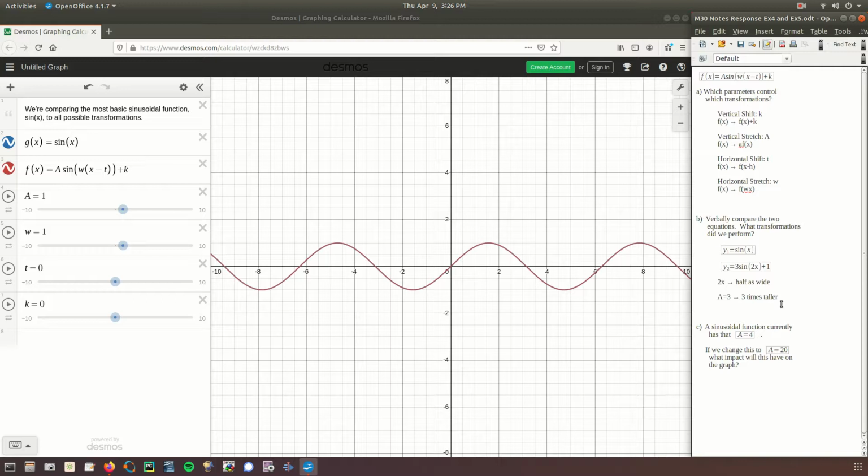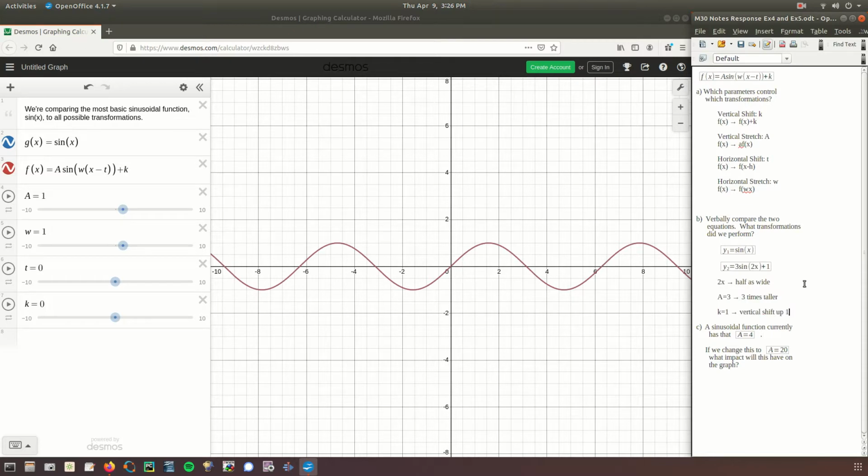Finally, we'll see here that on the end, it looks like we have a k value of 1. With a k value of 1, this is going to tell me, take all the outputs that you were getting from 3 sine of 2x and add 1 to all of those outputs. That should vertically shift us up by 1.